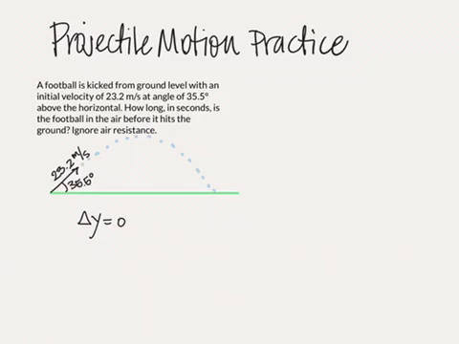Delta y is 0, and we know that delta y is equal to the initial velocity in the y direction times time minus 1/2 g t squared. And so what I'd like to find is this time right here. In order to solve here, we need to determine this initial velocity in the y direction. Since I know the initial velocity was given up here, and the angle, then I can find the y component of the velocity.